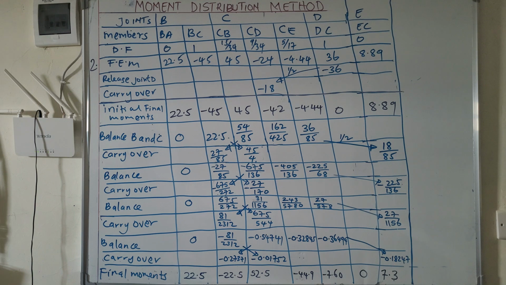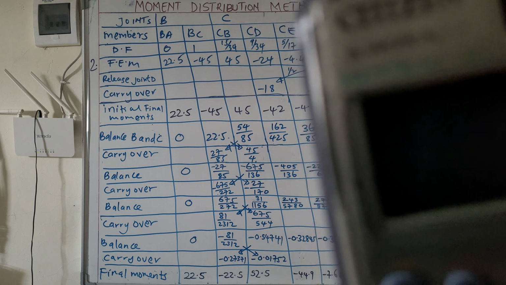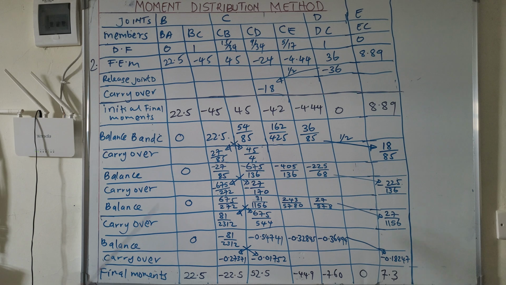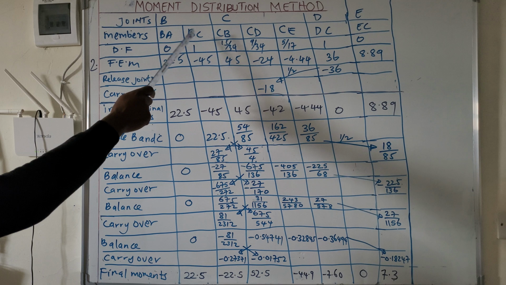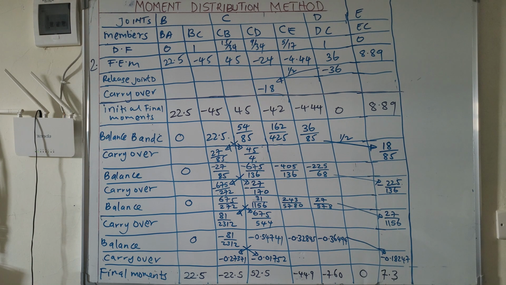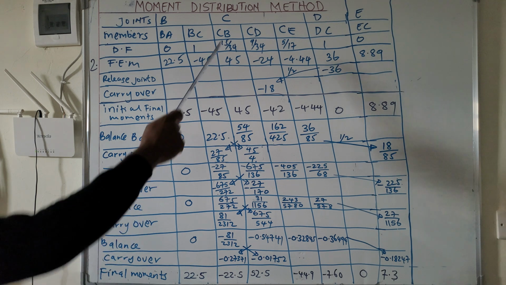So you take positive 22.5 times 0. The answer is 0, so you put 0 there. Again, you take positive 22.5 times 1. The answer is 22.5, and you write it there. Now we have distributed 22.5 to members BA and BC. We proceed to joint C.